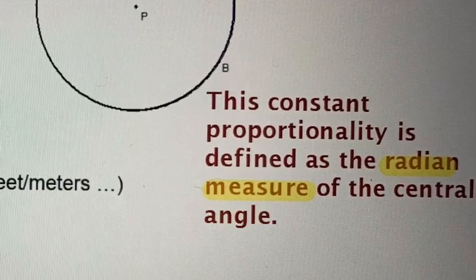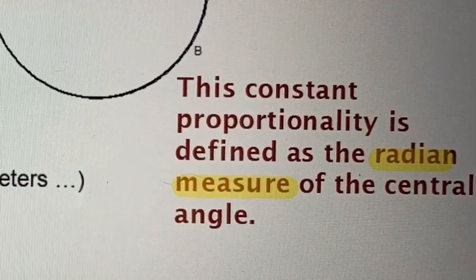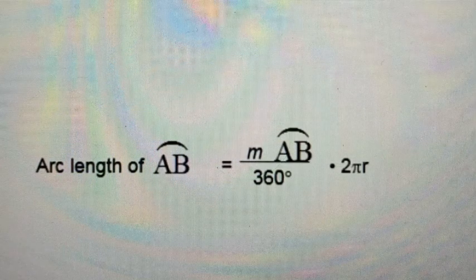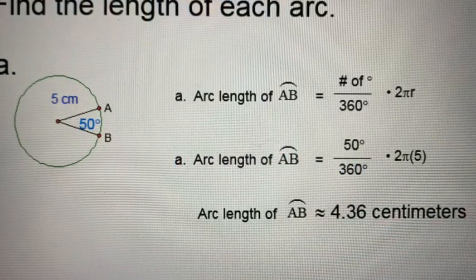Remember, arc length is in linear units, arc measure is in degrees. All right, so now we're going to find arc lengths. We're going to use the formula: the measure of the arc divided by 360 times 2 pi r. Let's look at A. A has a central angle of 50 degrees and a radius of 5 centimeters. So the arc is 50 degrees, and when I plug and chug, I get that my arc length is 4.36 centimeters.